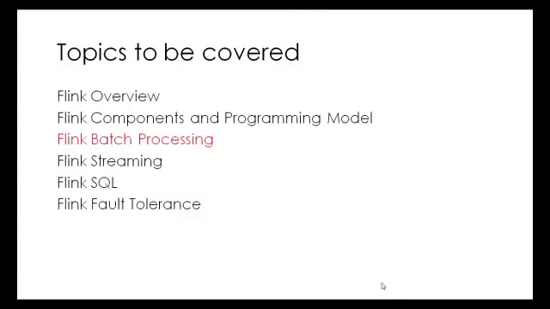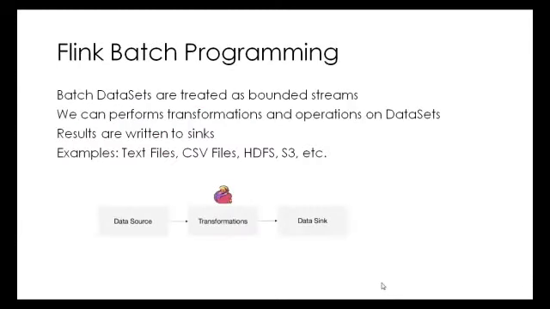Okay, let's talk about Flink batch processing. As I mentioned, everything's a stream to Flink, really, and a file is nothing more than a bounded data stream. So you can think of a text file, you can think of a comma-separated value file. It's just a stream that ends, essentially.